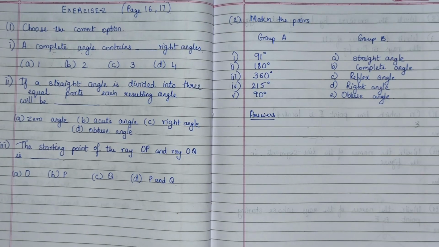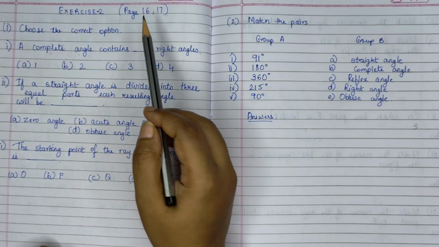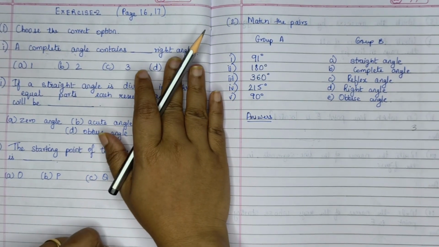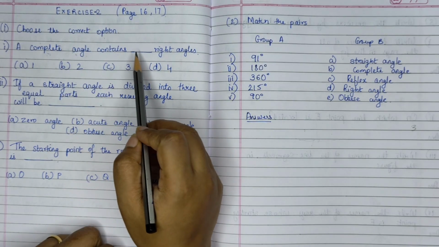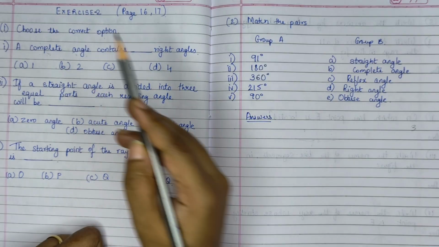Today we begin with exercise 2 for standard 6th. This is on page number 16 and 17 of your new textbook. Now see the question, choose the correct option. A complete angle contains dash right angles. First of all, a complete angle measures how much?